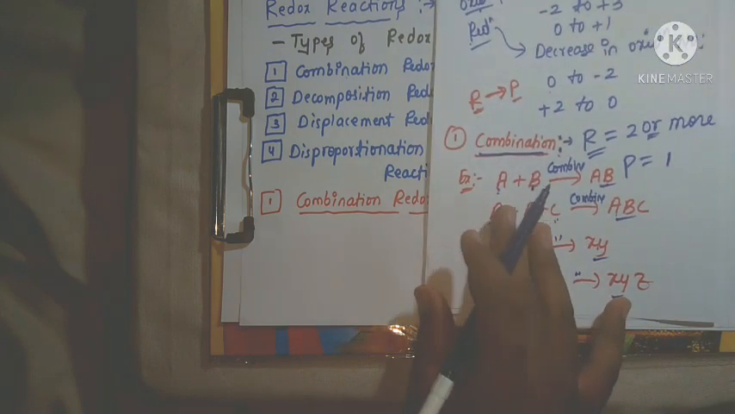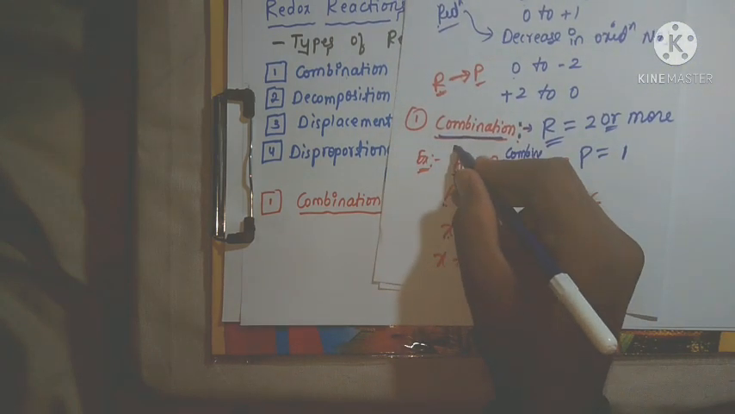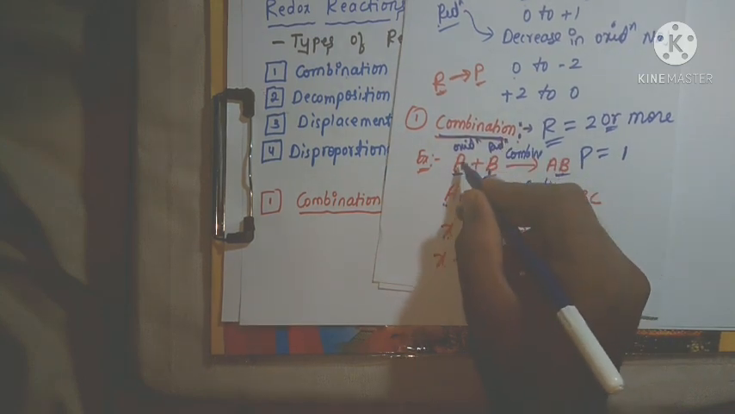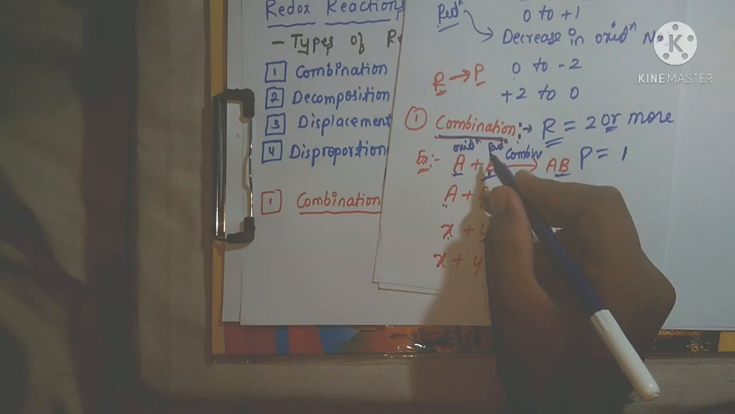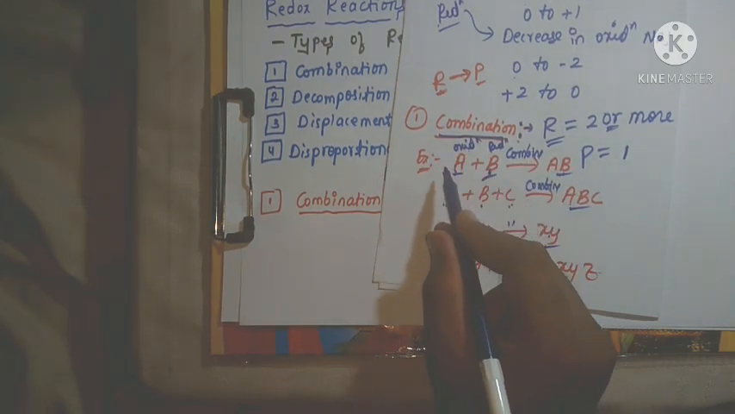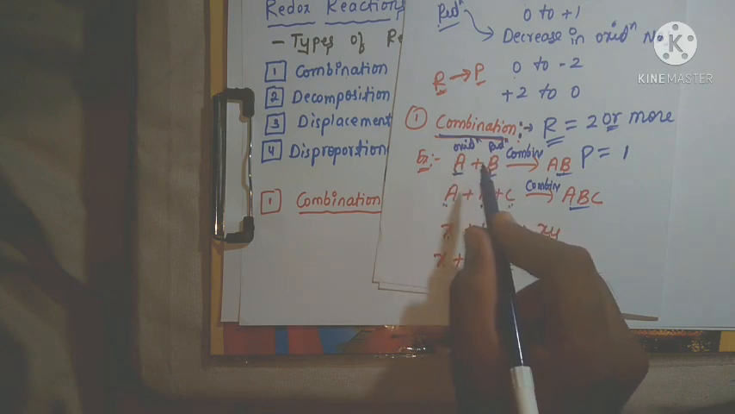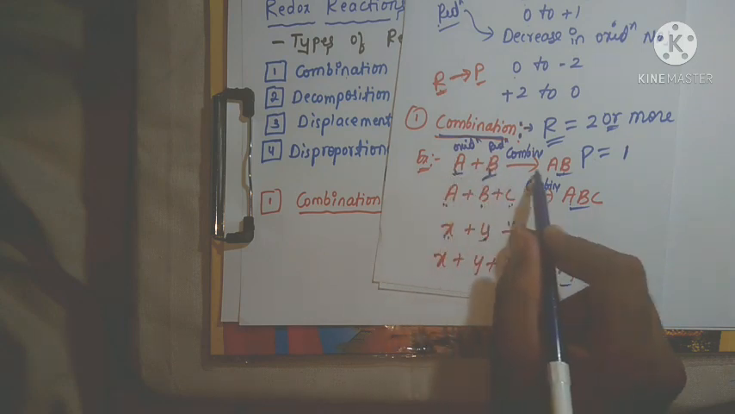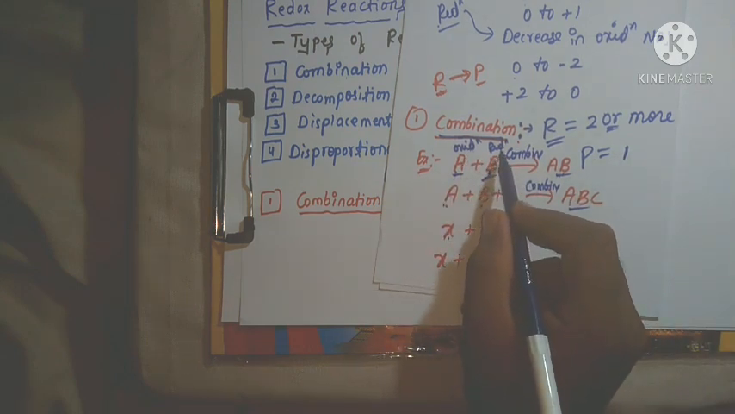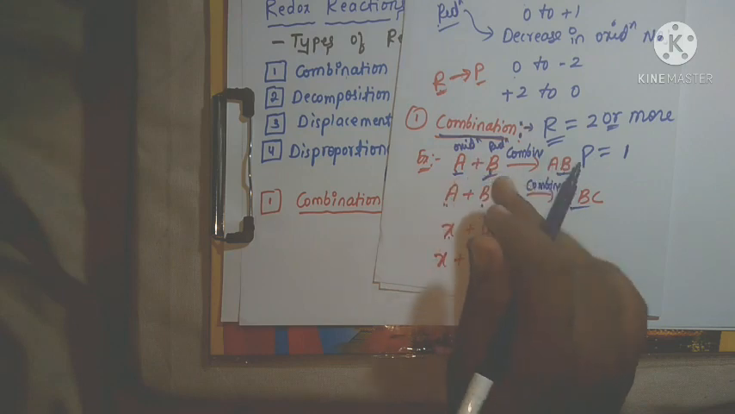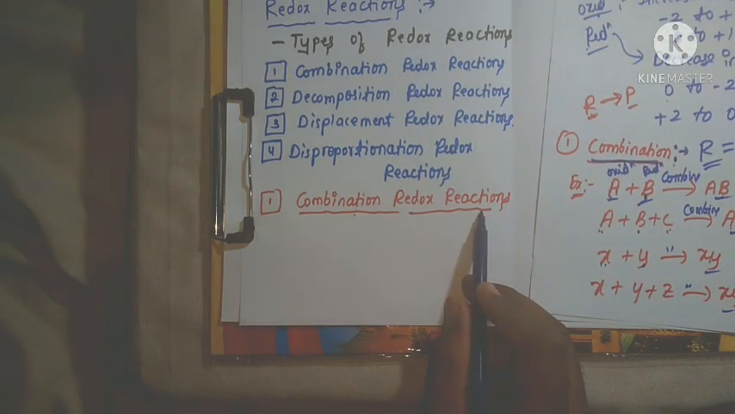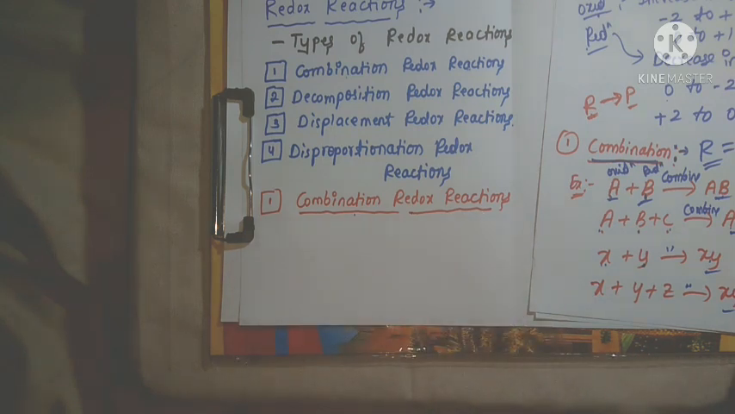Combination redox reaction means what? Here one element undergoes oxidation, another element undergoes reduction. Here one element is oxidized, another element is reduced. Therefore again it is called what? A redox reaction. Which type of reaction is it? Combination reaction. And one is undergoing oxidation, another is undergoing reduction, so it is a redox reaction. Such type of reactions are called combination redox reactions. Right? Now I am writing the definition here.